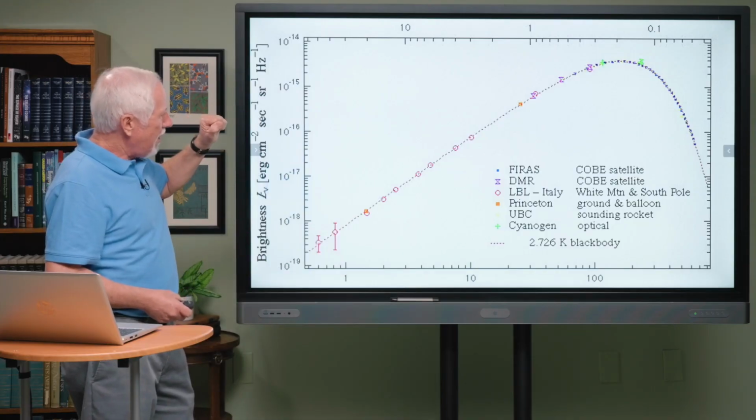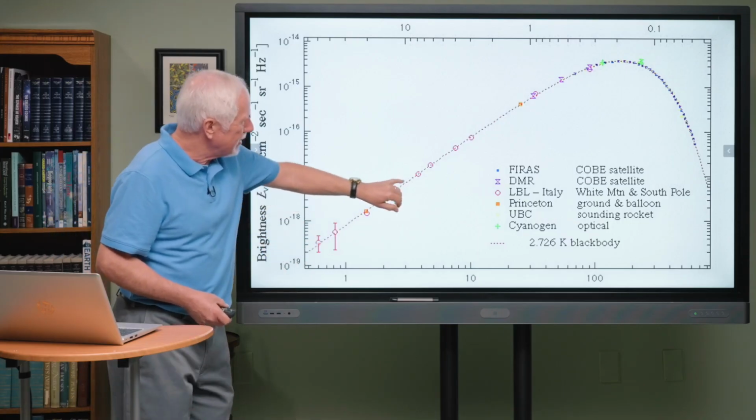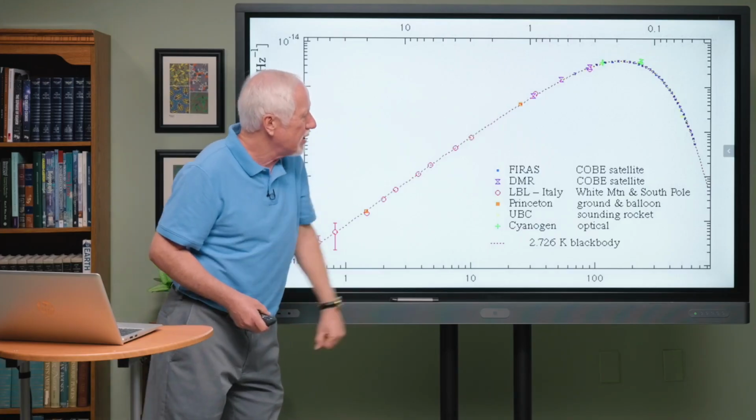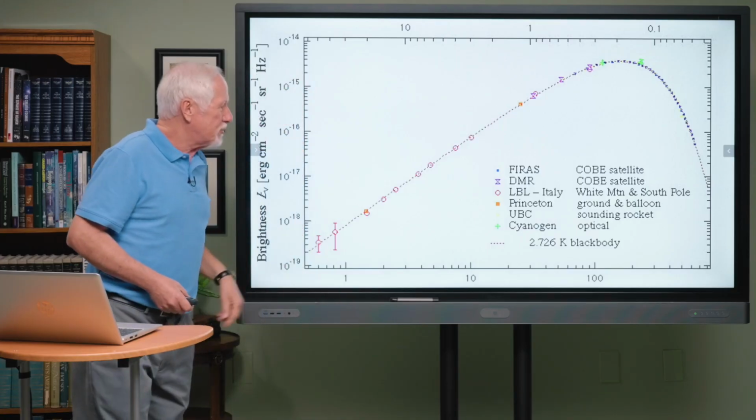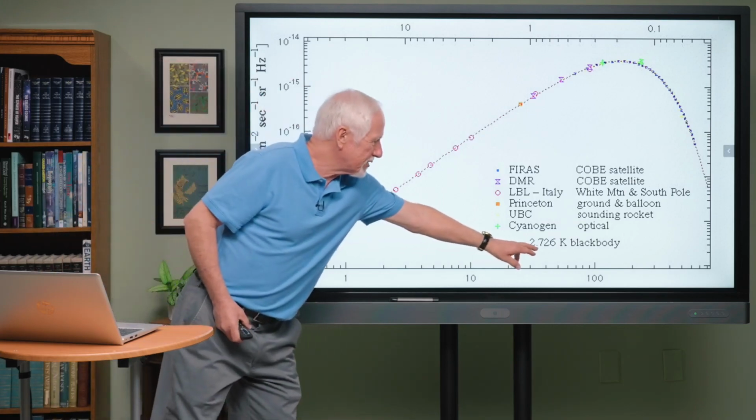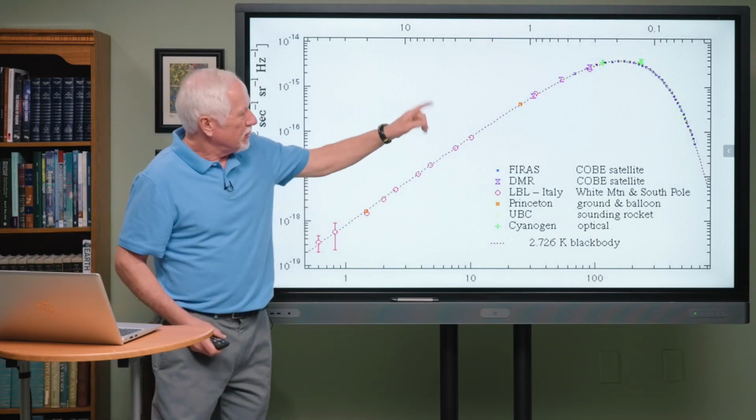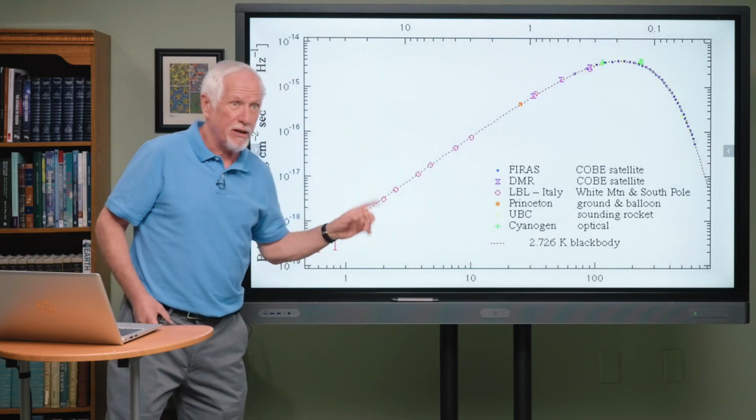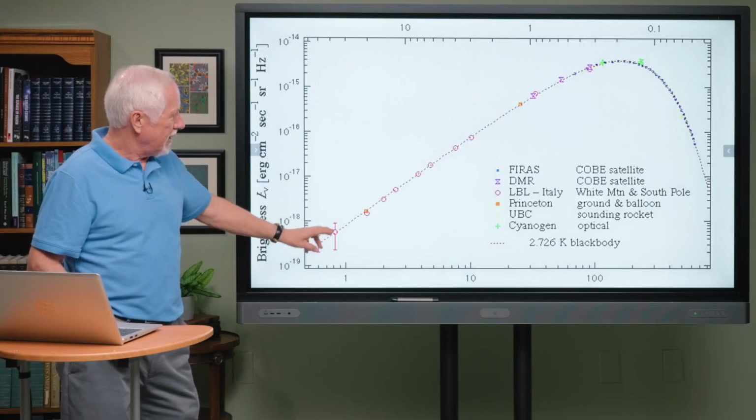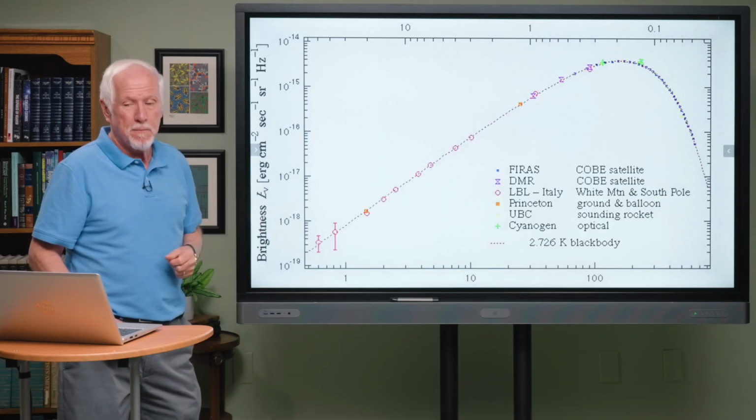And you have a number of data points, the round dots, the little X's, the little green X's. All of those are data points on this. And it's been fitted to a 2.726 Kelvin black body curve. That's the dotted line. And if you look at that, you should be impressed with the fit. The fit between the dotted line and the data is really, really good.